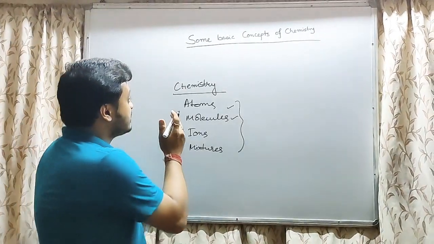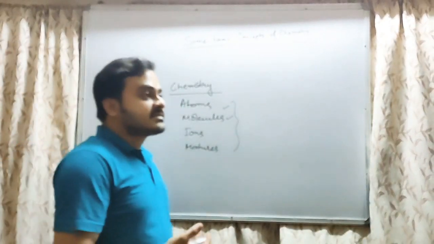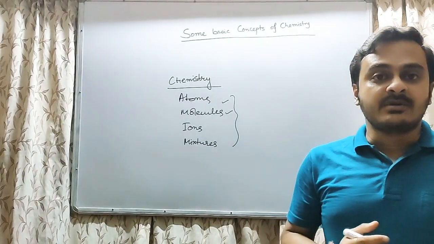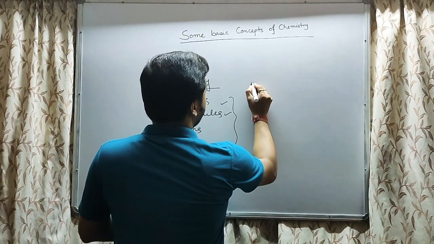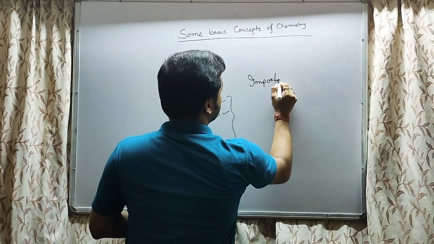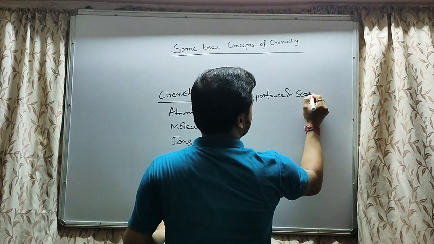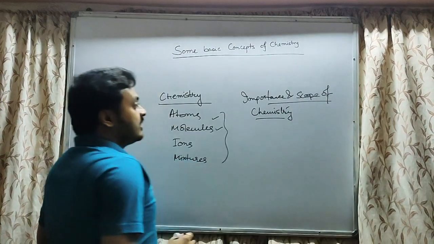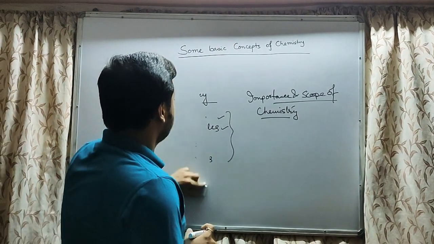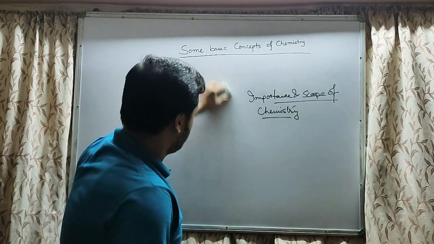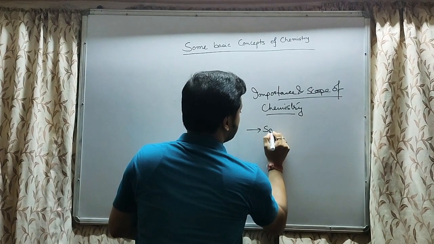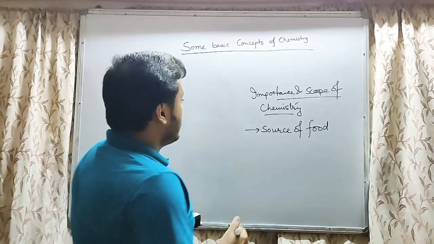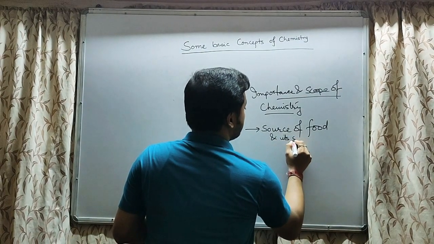Now, since chemistry is regarded as a branch of science, and we know that science has blessings and curses as well, I shall discuss the importance and the scope of chemistry in our everyday life. Chemistry is important because, number one, chemistry forms the source of food, we can say, and its supply.